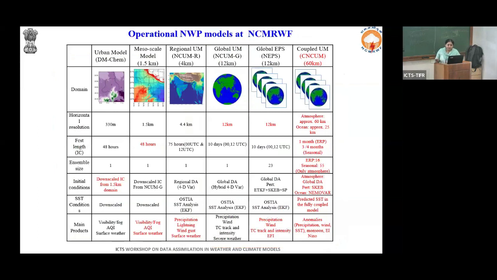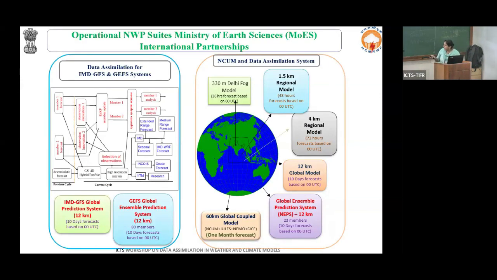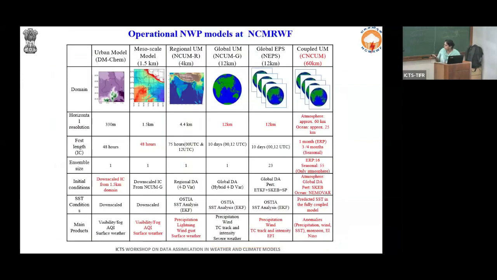And these are some of the configurations that we are using. This I have already shown in the figure, but again this is in tabular form: the urban model and the mesoscale model at 1.5 kilometer. Then we have the 4-kilometer model, the global NCUM, that is the global system, then the ensemble system, and we have a coupled system also.